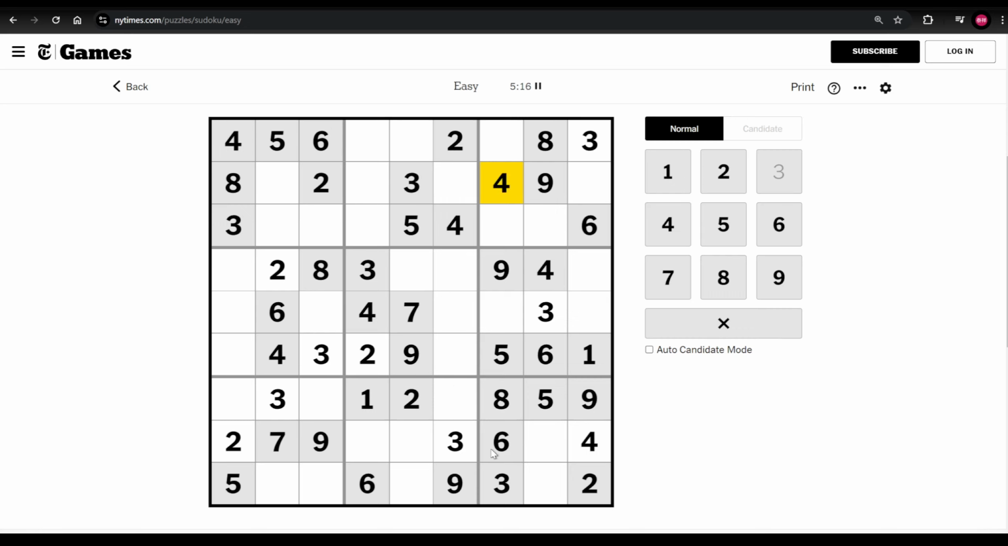How many do we have? Okay, this is not 4, this is not 4. This is not 4. So this is 4. Not 4, not 4, not 4. 4. Alright, so we found all the 4's.